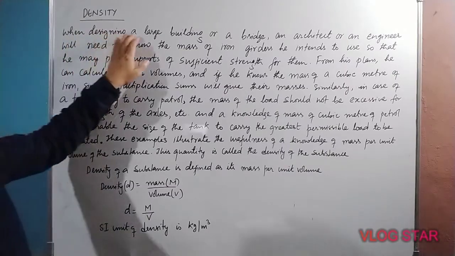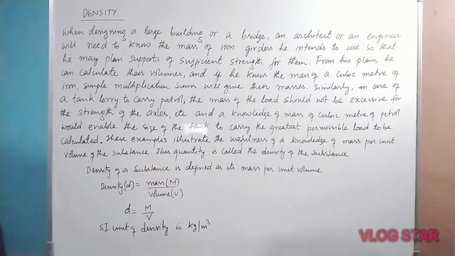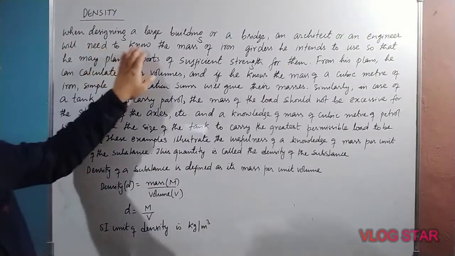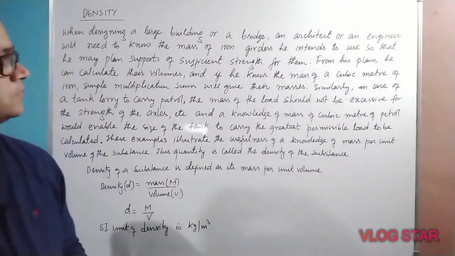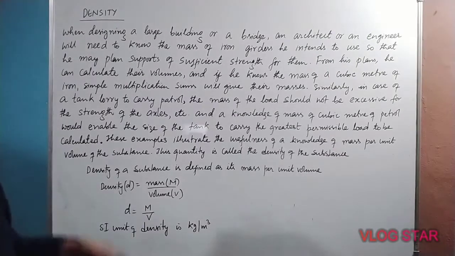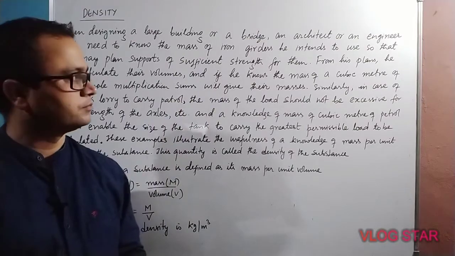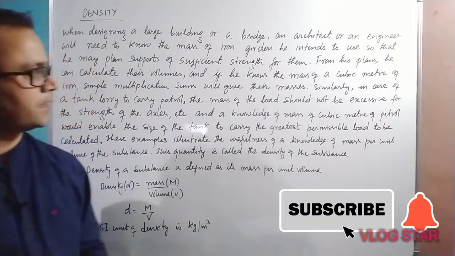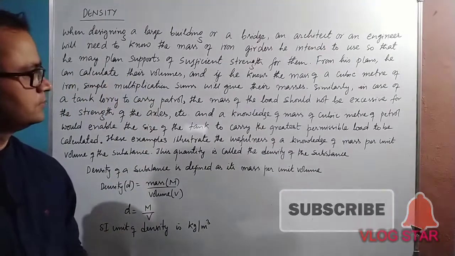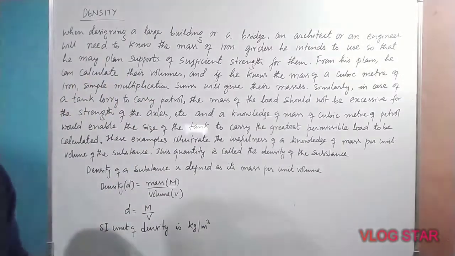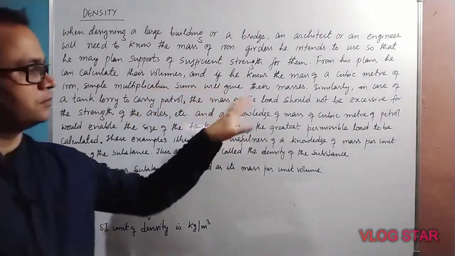When designing a large building or bridge, an architect or engineer will need to know the mass of the iron girders he intends to use so that he may plan supports of sufficient strength for them. From his plan, he can calculate their volumes, and if he knows the mass of a cubic meter of iron, a simple multiplication sum will give their masses.